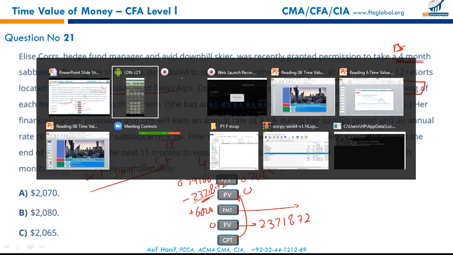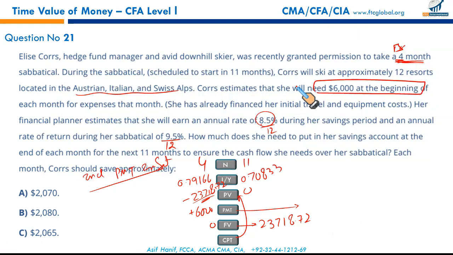So I hope you got the idea. Let me repeat. First we took what she will receive every month, $6,000 for 4 months at the start of each month. So it's an annuity due. This is the interest rate. Future value is 0. So for getting $6,000 every month, this should be the amount of investment, the present value of the investment at that point. This present value is in fact the future value of her investment, which she will make every month for 11 months at this rate. Present value 0. Payment is to be calculated. This is the future value for this investment, and we have to calculate the payment she will make.